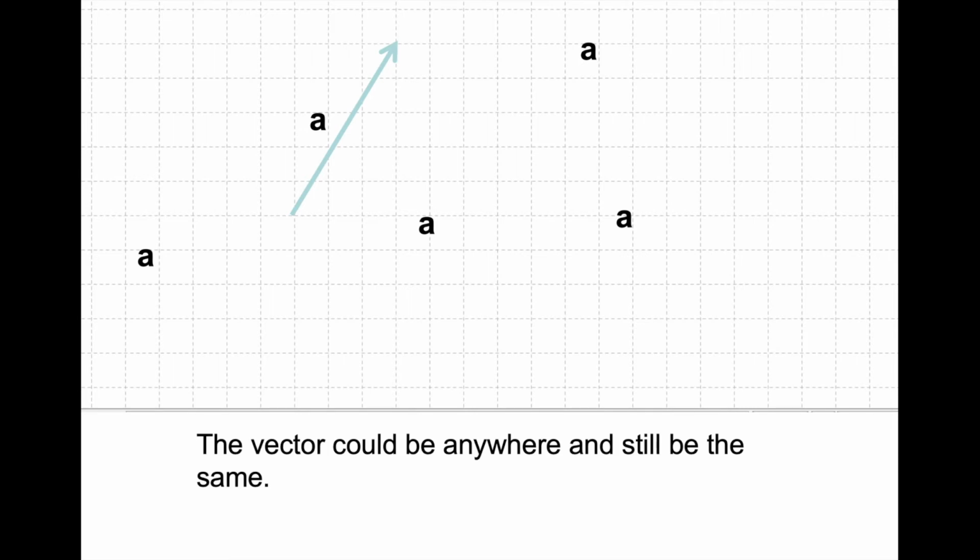Vectors, even though they are put in different places, as long as they are of the same size and direction, they remain the same. So this vector a is equal to that vector a because they're all the same, even though the locations are different.